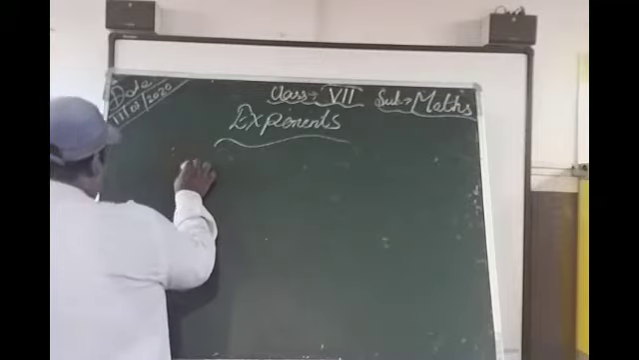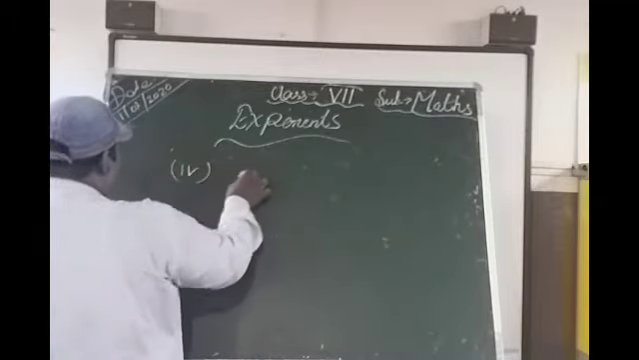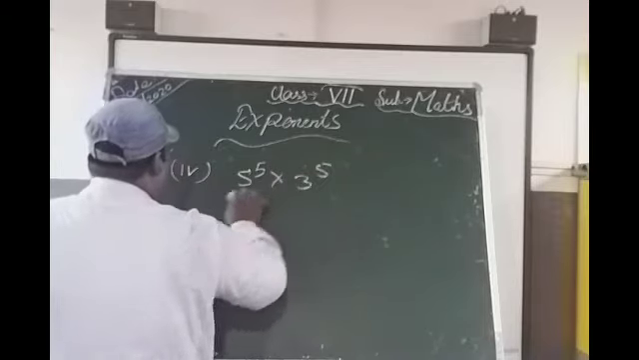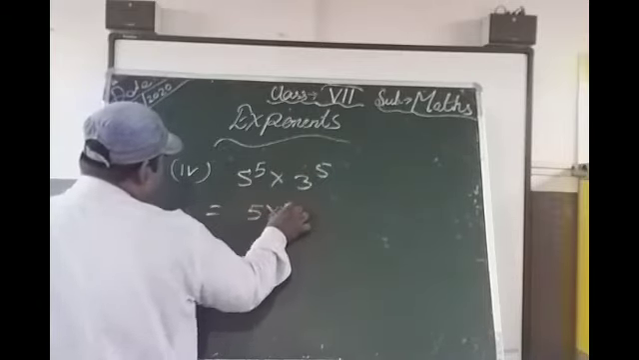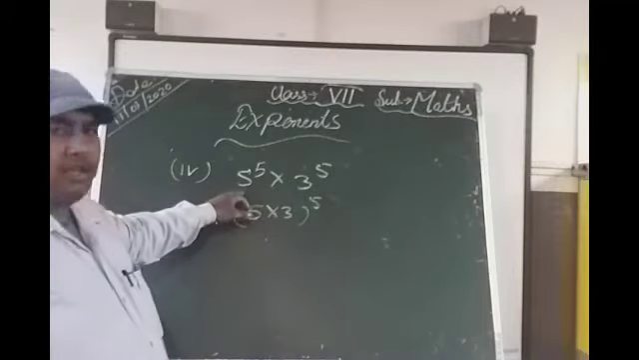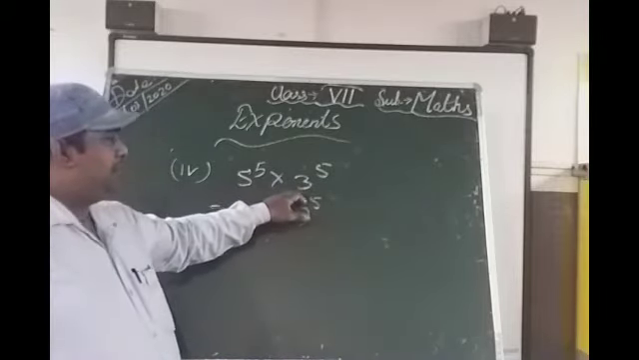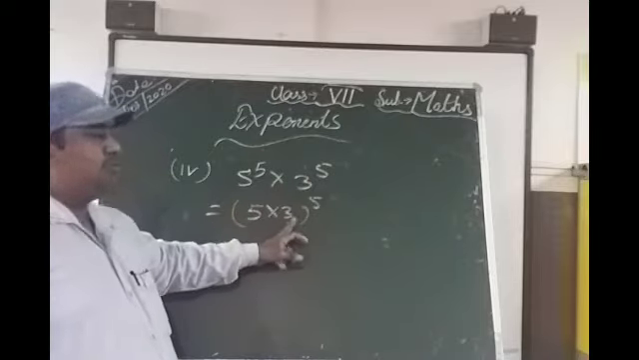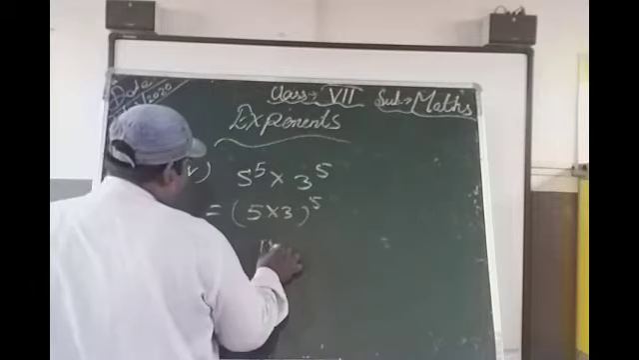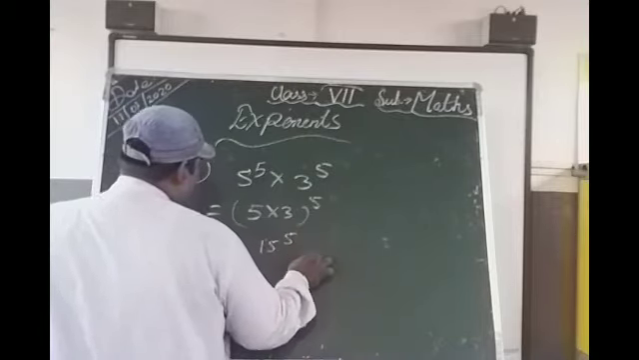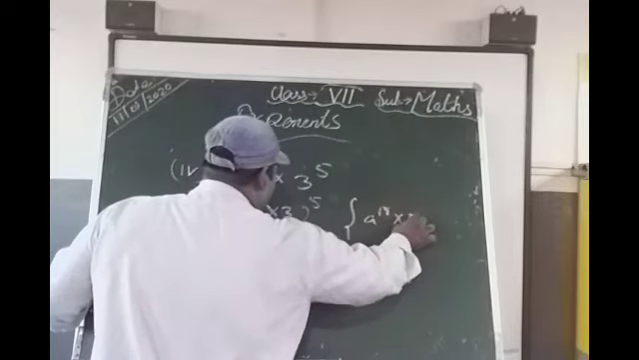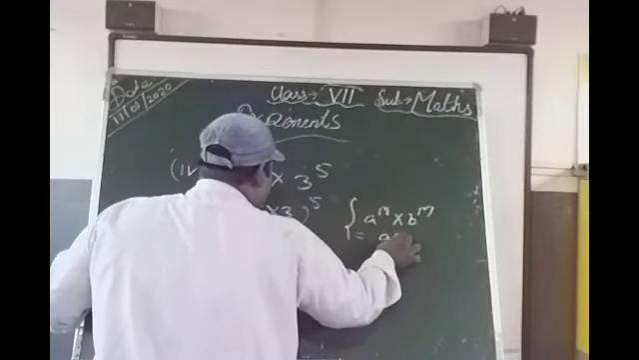Okay, we use the law. Now next question, suppose that 5 power 5 into 3 power 5, then it will be 5 into 3 to the power 5. How does it happen? We have to apply the law, a power m into b power m, that will be a into b power m. Means it will be 15 to the power 5. That will be the answer. We have applied the law, a power m into b power m, that is a into b power m.